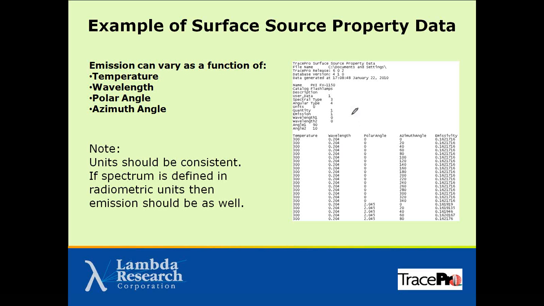An example of a surface source property here. And as you can see, the emission can actually vary as a function of temperature, wavelength, polar angle, and azimuth angle. So it gives you a lot of flexibility in how you define this property.